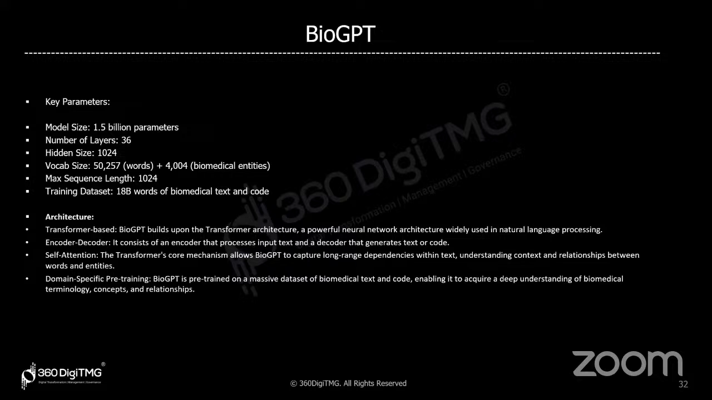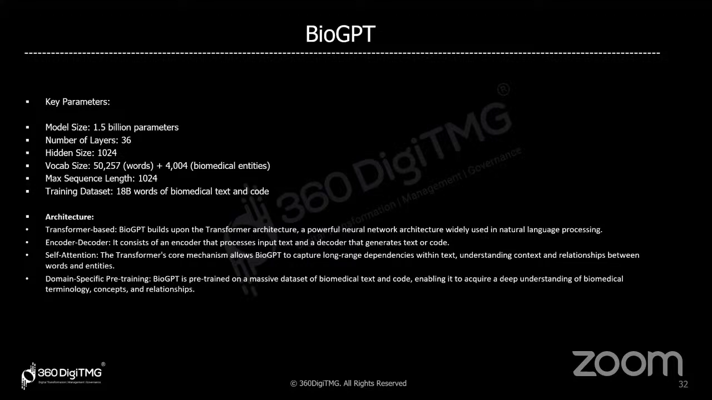Then there is BioGPT. BioGPT has been trained on 1.5 billion parameters. Number of layers is 36. Hidden size is 1024. Then the vocabulary size is 42,384 words plus biomedical entities in it. Then the maximum sequence length is 1024. And the training data set: it has been trained on 18 billion words of biomedical text and code.